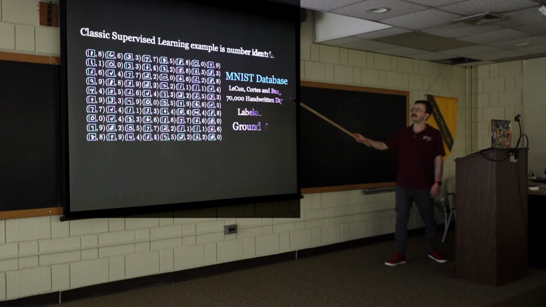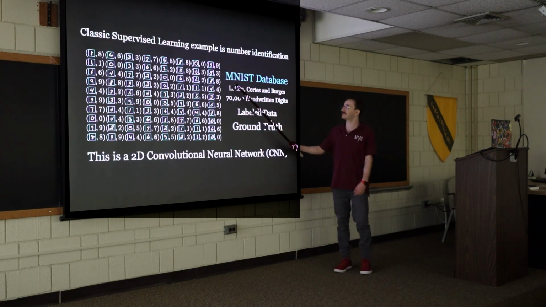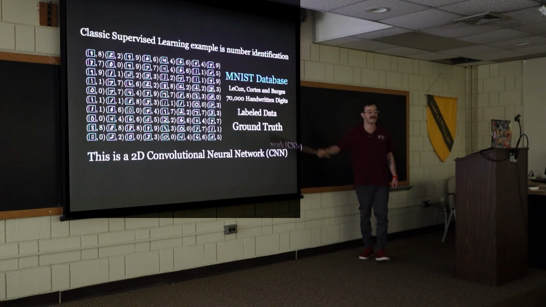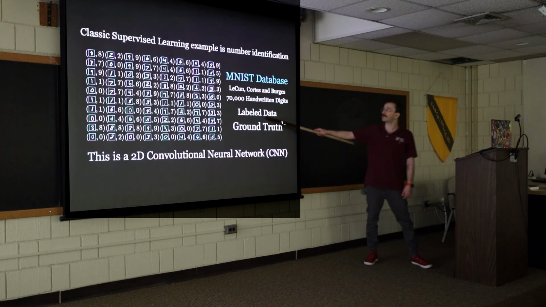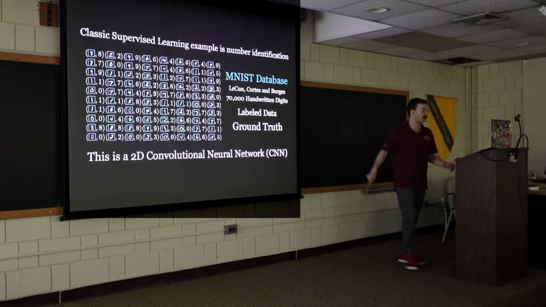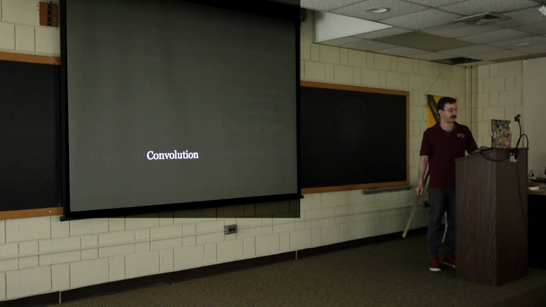And the reason is because the classic supervised learning example is number identification. There's this MNIST database which has 70,000 handwritten digits and labels for those digits. And this is why. It's because we have ground truth, right? We have labeled data to work with. And we can use this in a convolutional neural network.